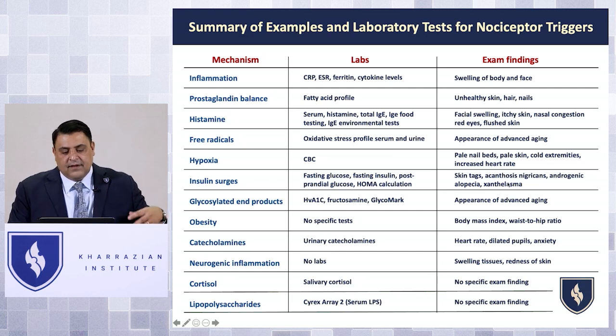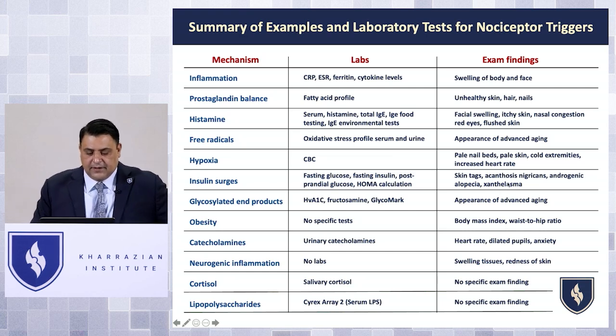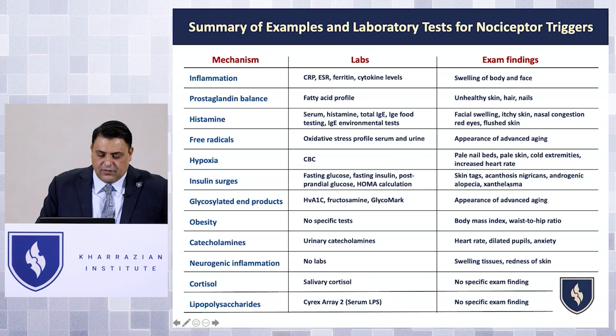We went over these images yesterday because they also correlate with fatigue syndromes. Glycosylated end products, you can look at HbA1c, fructosamine, glycomark, appearance of advanced age. Obesity, just look at body mass index. Catecholamines, you can measure your catecholamines, but they're not going to really go up unless it's severe catecholamine releases. So they're not that reliable.